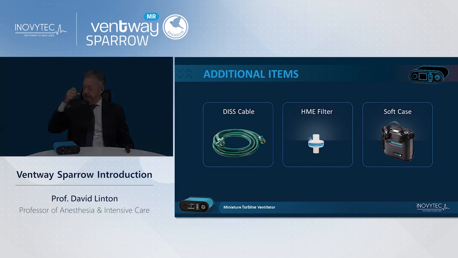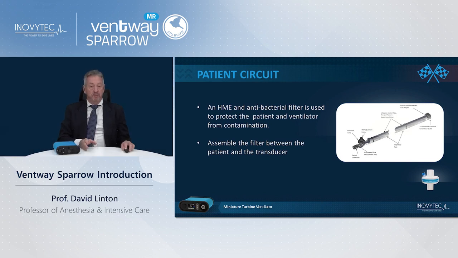or on your shoulder. I already explained to you that we always put the HME and antibacterial filter to protect the patient and ventilator, and we assemble the filter between the patient and the transducer or end expiratory port. And we use all kinds of filters, but it must be an HME and antibacterial.